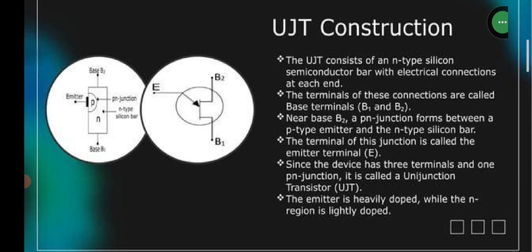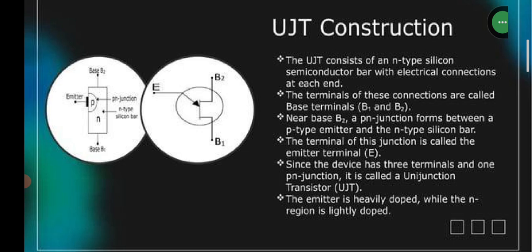Near base B2, a PN junction forms between a P-type emitter and the N-type silicon board. The terminal of this junction is called the emitter terminal. Since the device has 3 terminals and one PN junction, it is called the unijunction transistor. Only one junction, that's why it's called a unijunction transistor.